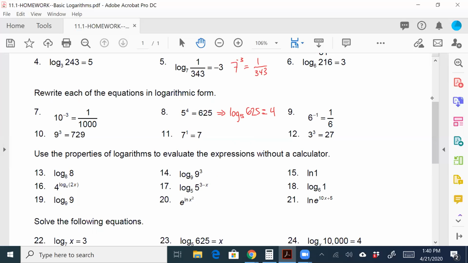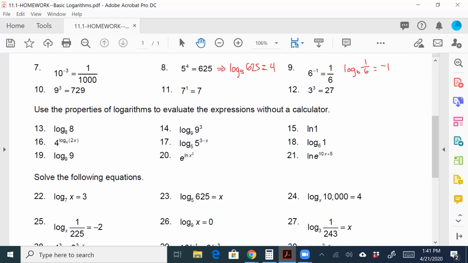Let's do one more. Look at number 9. Number 9, we've got 6 to the negative 1 equals 1/6, log base 6 of 1/6 is equal to negative 1. And so 6 raised to the negative 1 power indicates the reciprocal, so it's 1 over 6. So this is also a true statement over here. Log base 6 of 1/6 equals negative 1.